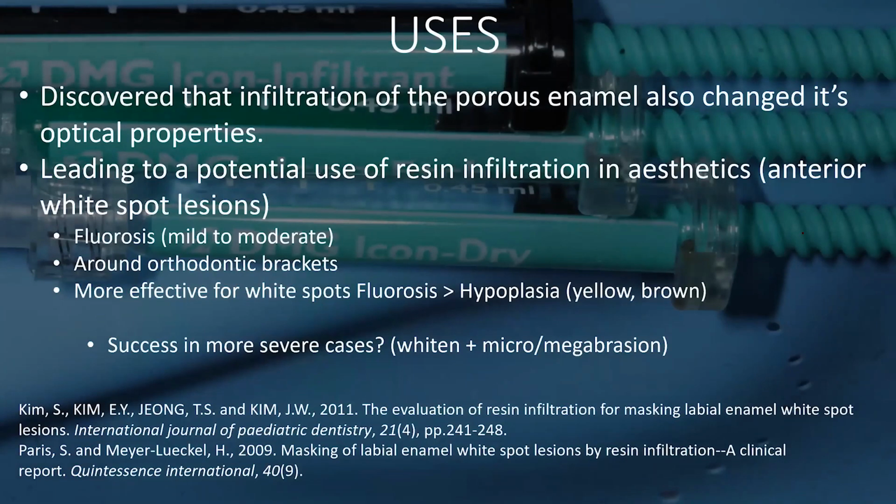So it was discovered this infiltration of the enamel not only changed its physical properties, but changed its optical properties, leading to the potential for this to be used as a resin infiltration in aesthetics in anterior white spot lesions, things such as fluorosis, the mild to the moderate, and also possibly used around orthodontic brackets. You get those carious lesions around the enamel.